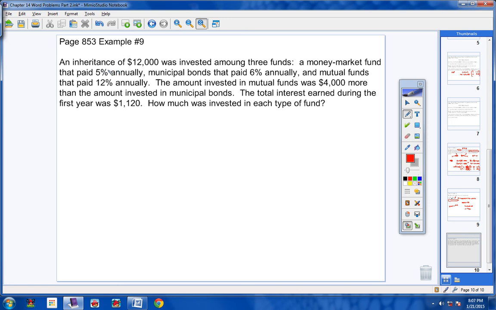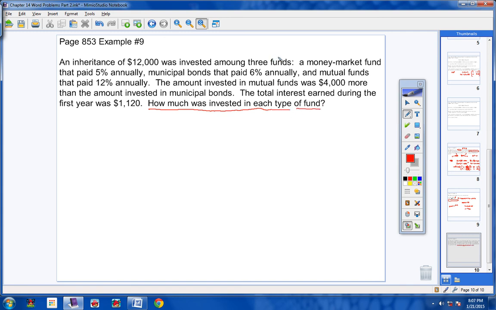An inheritance of $12,000 was invested among three funds: a money market fund, municipal bonds, and mutual funds. The amount invested in the mutual funds was 4,000 more than the amount invested in municipal bonds. The total interest earned during the first year was 1120. How much was invested in each type of fund? Okay, stop right there. Look what it says. How much was invested in each type of fund?